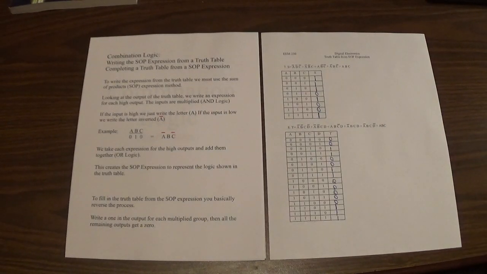All right, so that's how we use the sum of products with our truth tables to write out an expression and come up with a circuit, and also fill out the truth table from the expression. Okay, so in the next video we'll look at combining all this together with a combination circuit where we write out the expression and then go gate by gate filling out the truth table to get the final results and putting all this together.